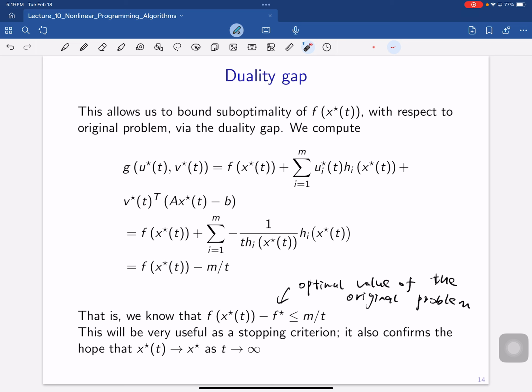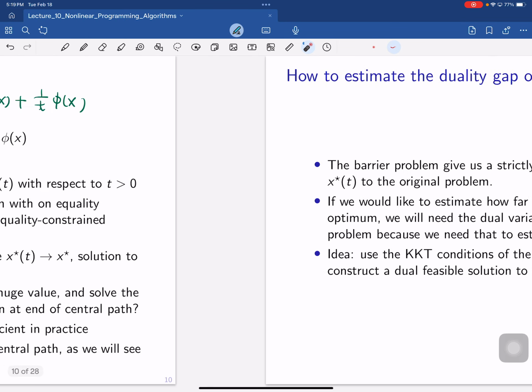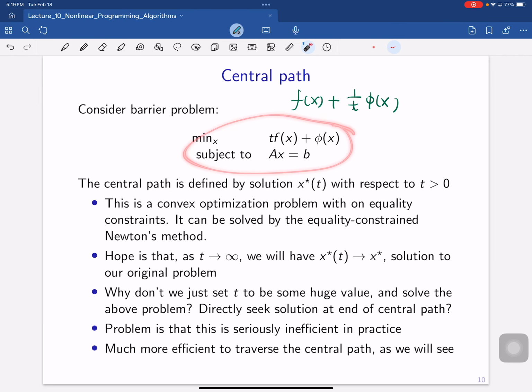The x star, is it a function of t or is just the right thing? You mean this x star t? Yeah, it is a function of t. X star t denotes the optimal solution of this barrier problem. Once you get a t, you got the optimal solution to this problem. So therefore, x star is a function of t. As you gradually increase t, x star t will converge to the optimal solution. Okay.